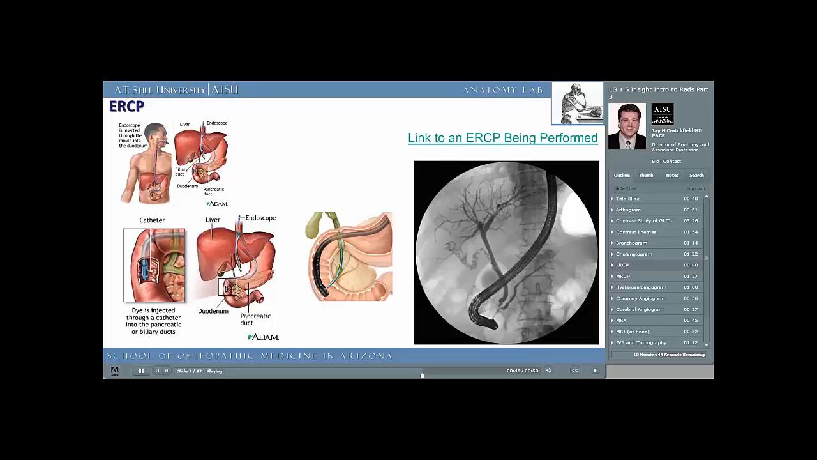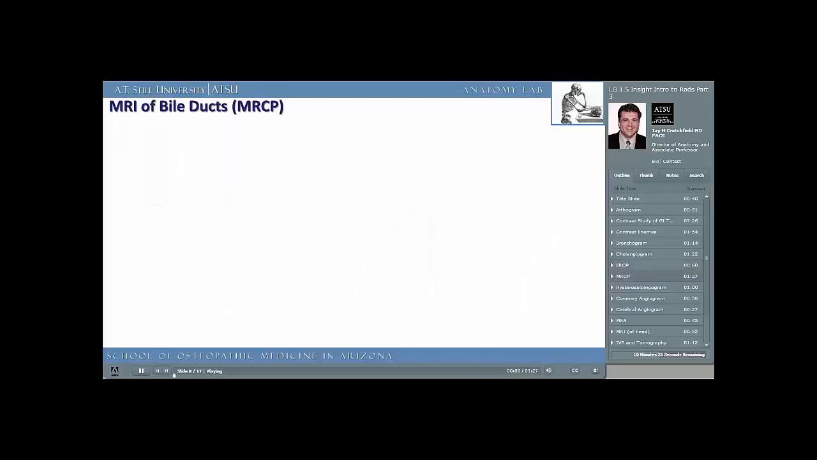Of course, an ERCP is not without its complications. One complication of ERCP is perforation of the duodenum. The large red arrow in the center image shows how a catheter can be placed retrograde into the biliary duct system. Retrograde meaning against the flow of bile.